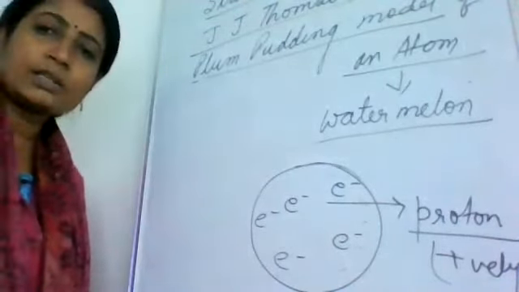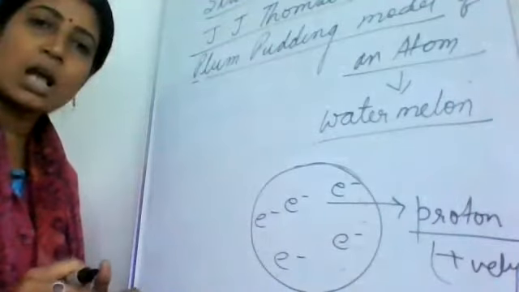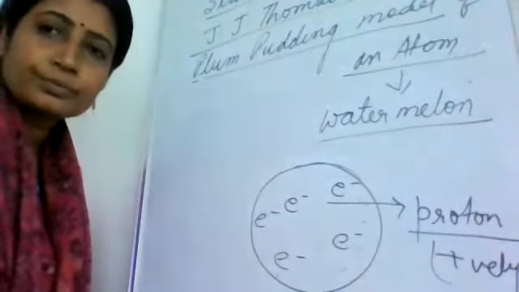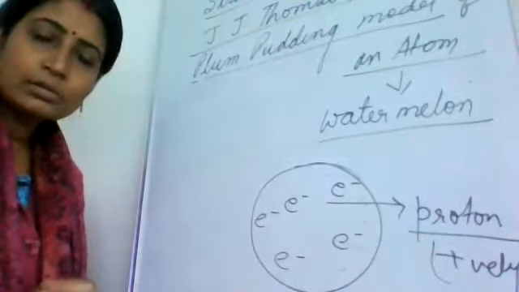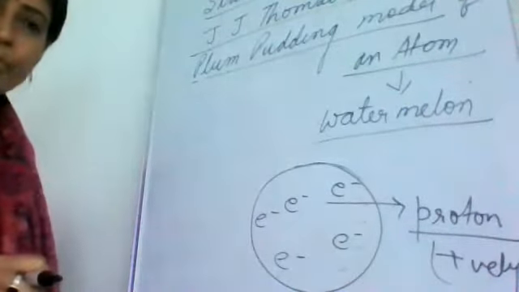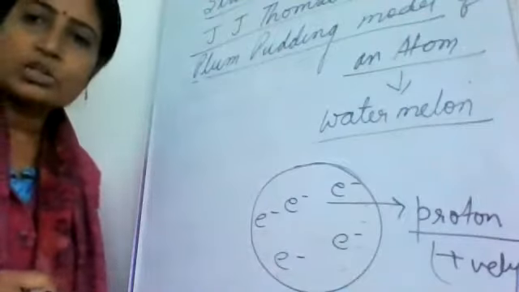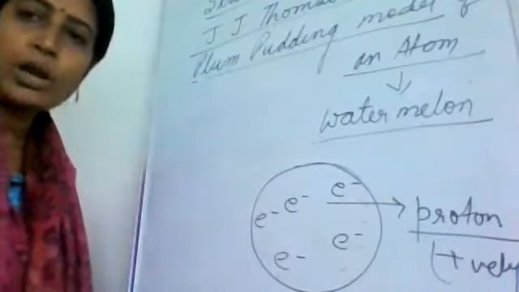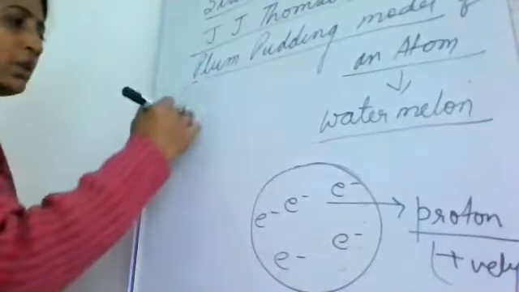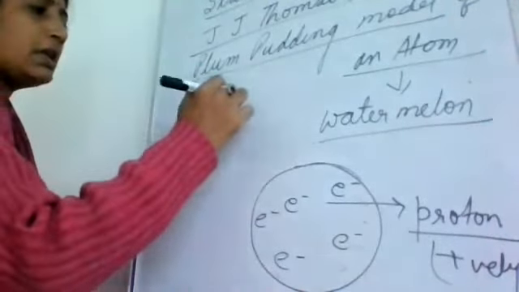In the second point, he said that the opposite charges are equal in magnitude. The line is given there, right? So why did he add this point? Because the atom is neutral.